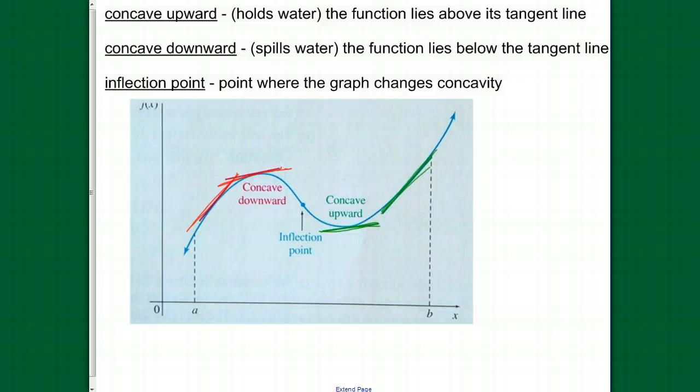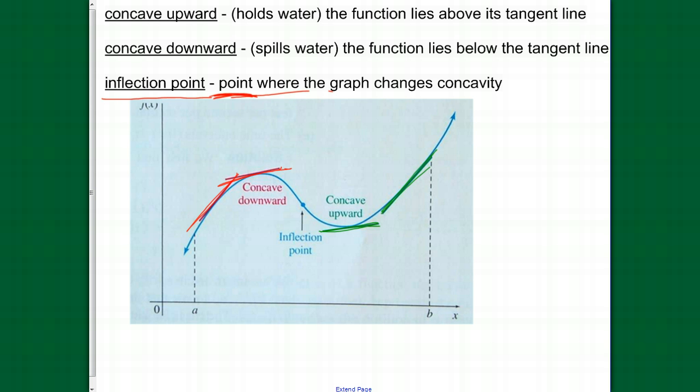Just like we talked about with increasing and decreasing, there is a point where the graph changes from increasing to decreasing or the other way around. That was called a critical number. We have the same concept here with where the graph changes its concavity, where it goes from concave down to up, as in this graph. And that is called an inflection point. Now, the key thing here is it is a point.